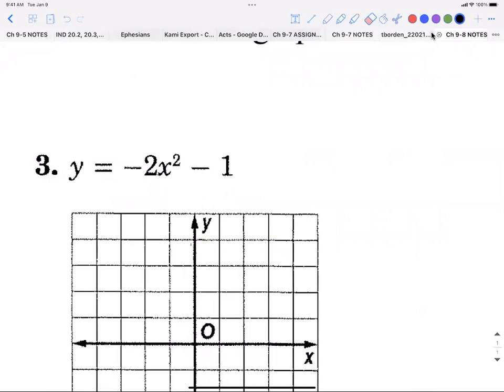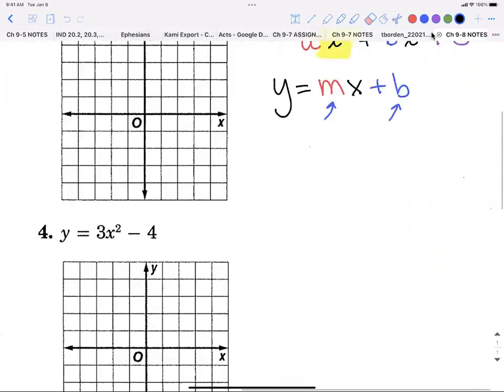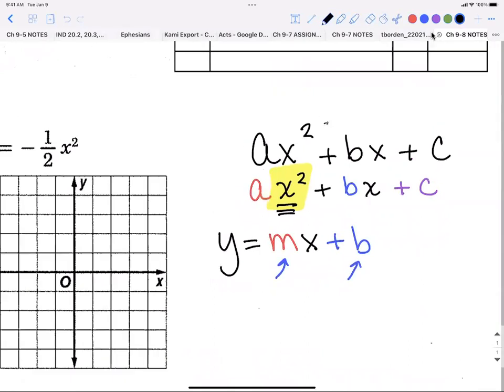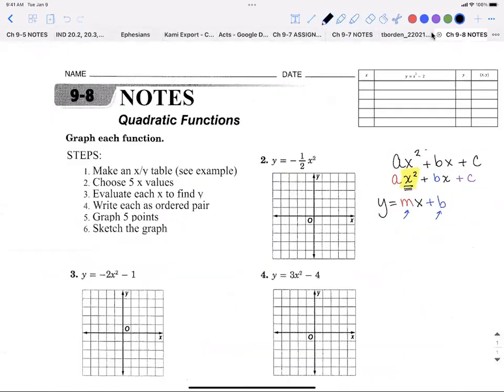I don't want you to get used to just seeing 2x squared minus 1, and then when you see a full one, not recognize that it's quadratic. And that's why I say the main thing to look for is this one. This one will always be there for it to be quadratic. You cannot have a B. You cannot have a C. Do we have an example of that on here?